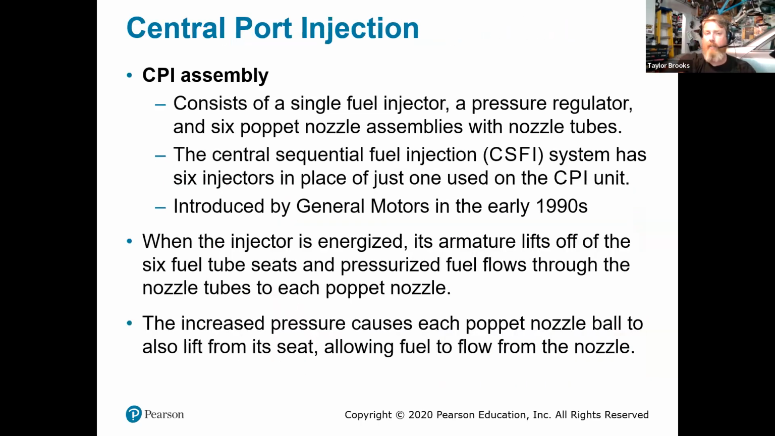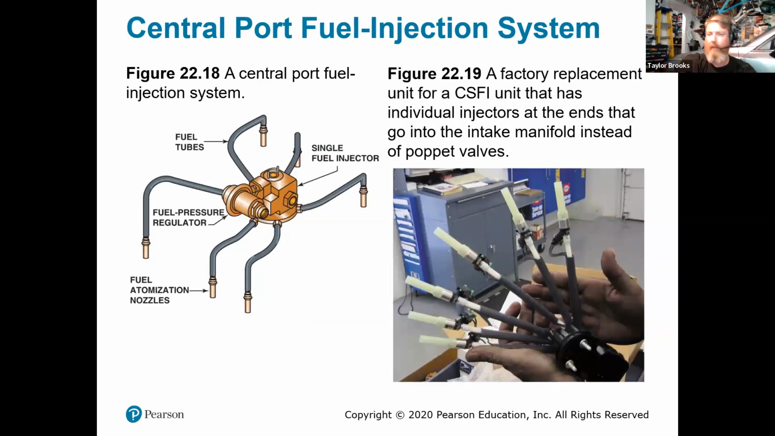Now, there is another design of fuel injection system that is really weird. This is called the central port injection system. Basically, this is one big fuel injector with little poppet ports or nozzles that go out to each cylinder. A bunch of manufacturers had these: Volkswagen, Mercedes, Audi, but domestically, General Motors is the one that had this, also known as spider injection. We have our central fuel injector that has a pressure regulator and then nozzles going out to each one.